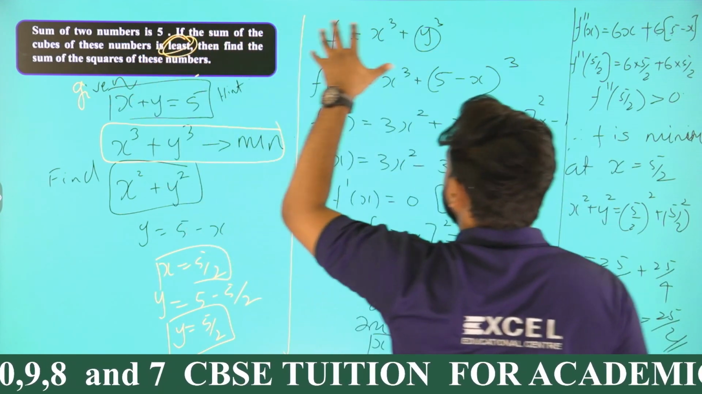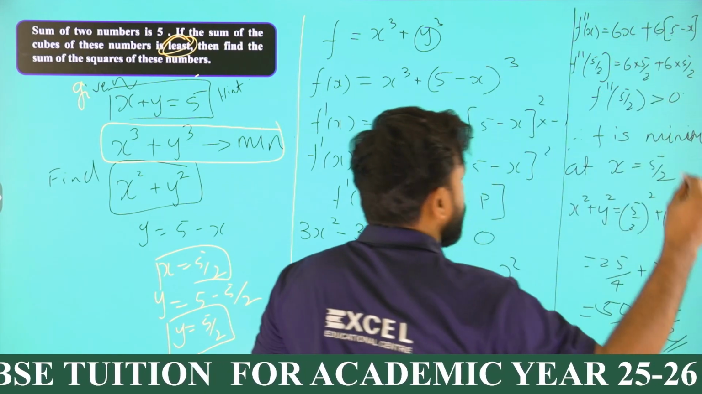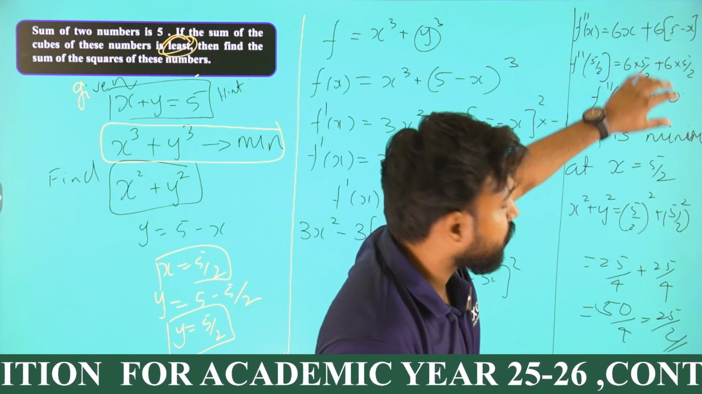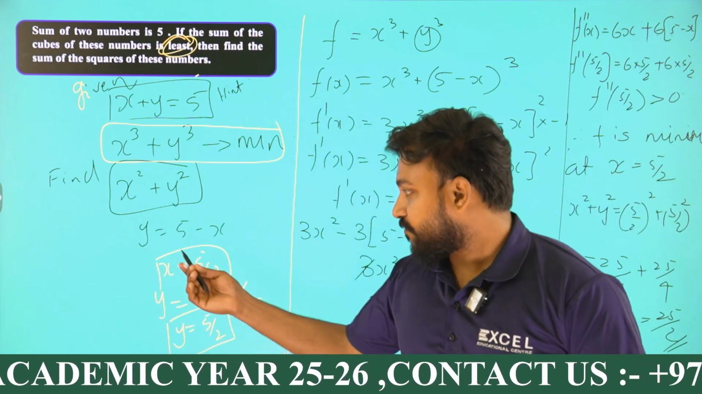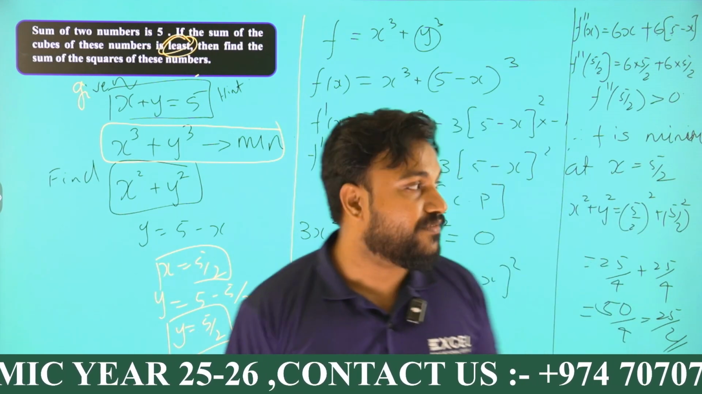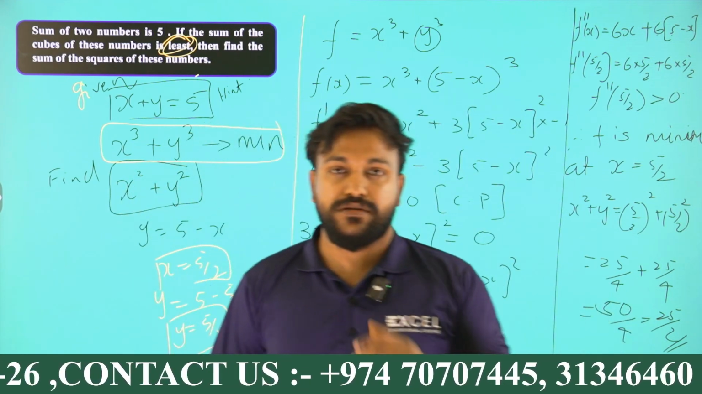From the hint we converted that into a single variable. Critical point, second derivative: put the critical point, greater than 0, therefore f is minimum. We got x for the minimum, and we got 5y from it. x and y we put in this, and we answer the question.